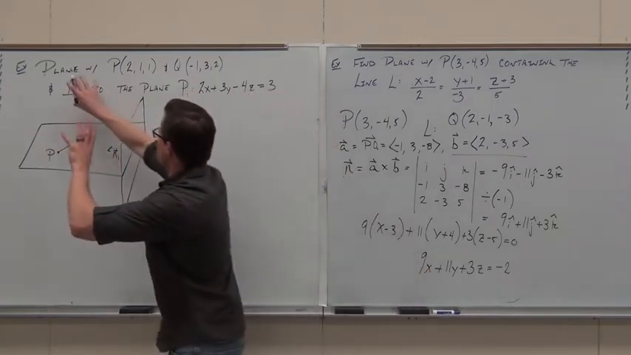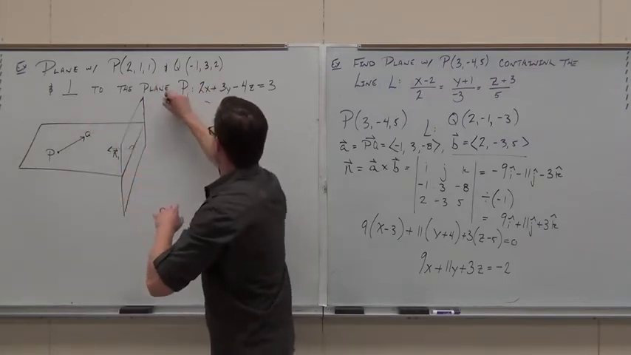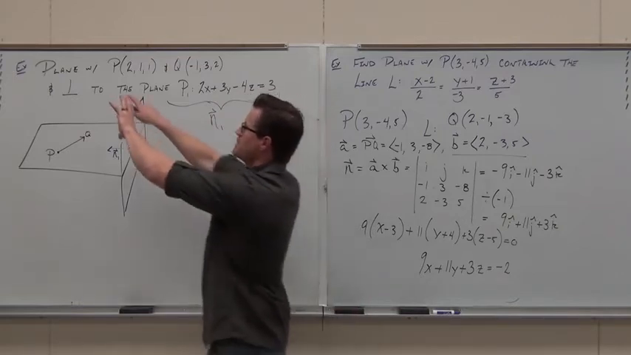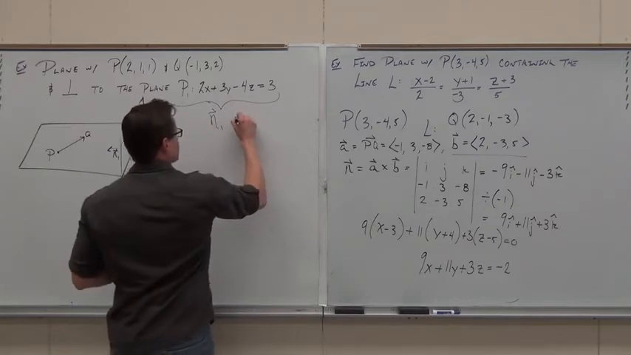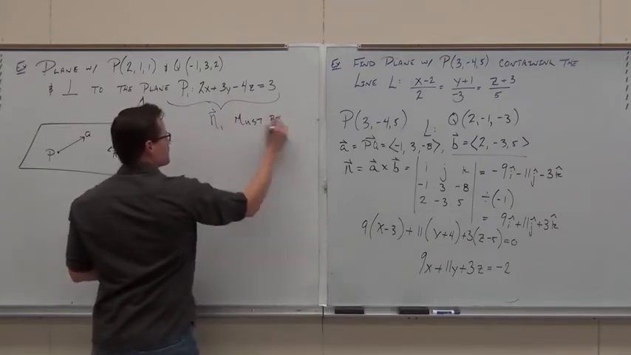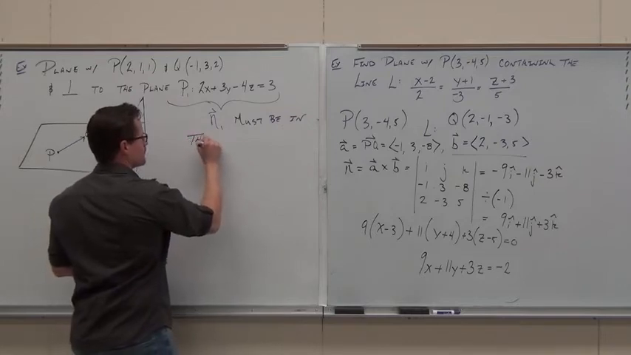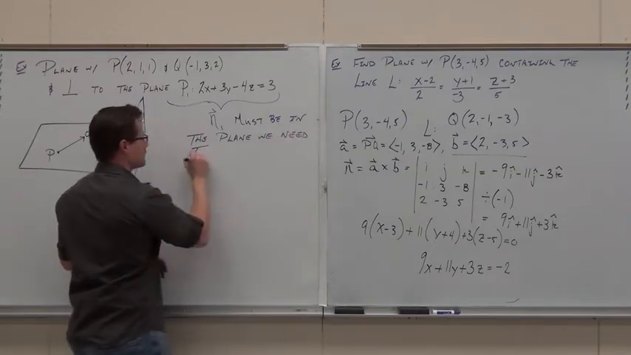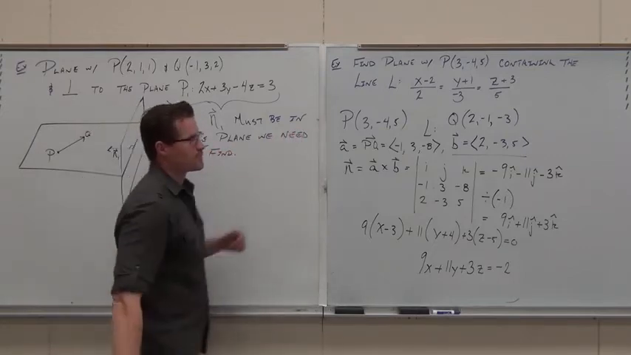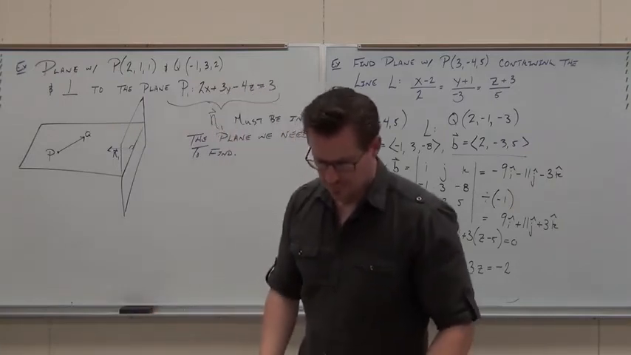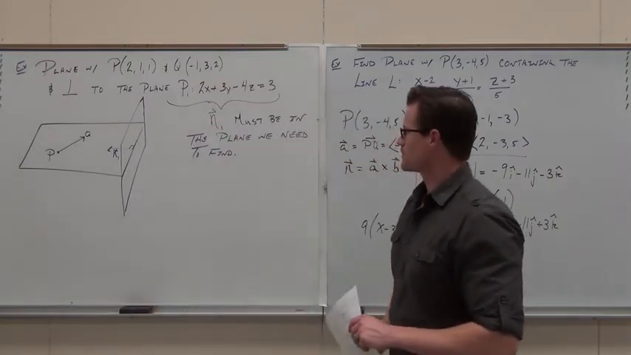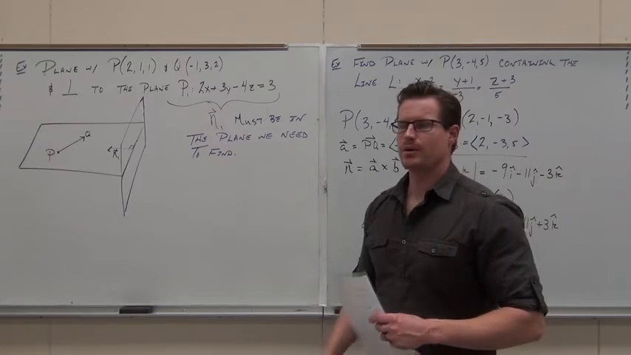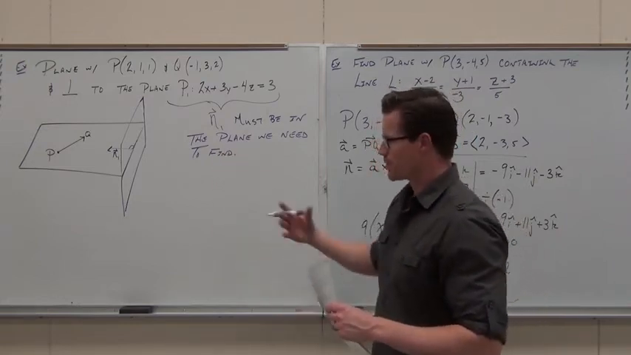So this whole thing, the perpendicular to the plane, it means that the normal to this plane must be in the one we're trying to find. Gotta be. So I'm gonna have you do it on your own. But here's the idea. Well, I've already given it to you, but the rundown.